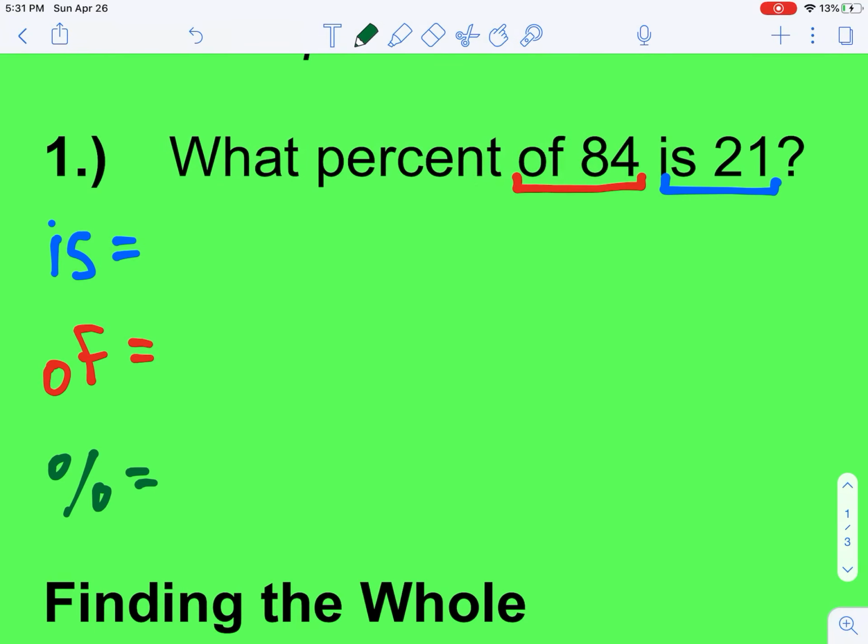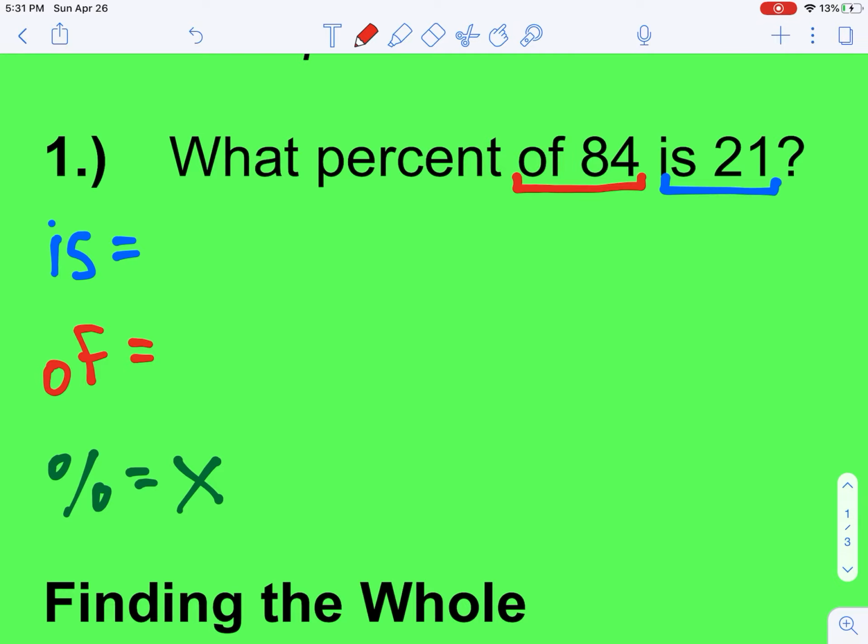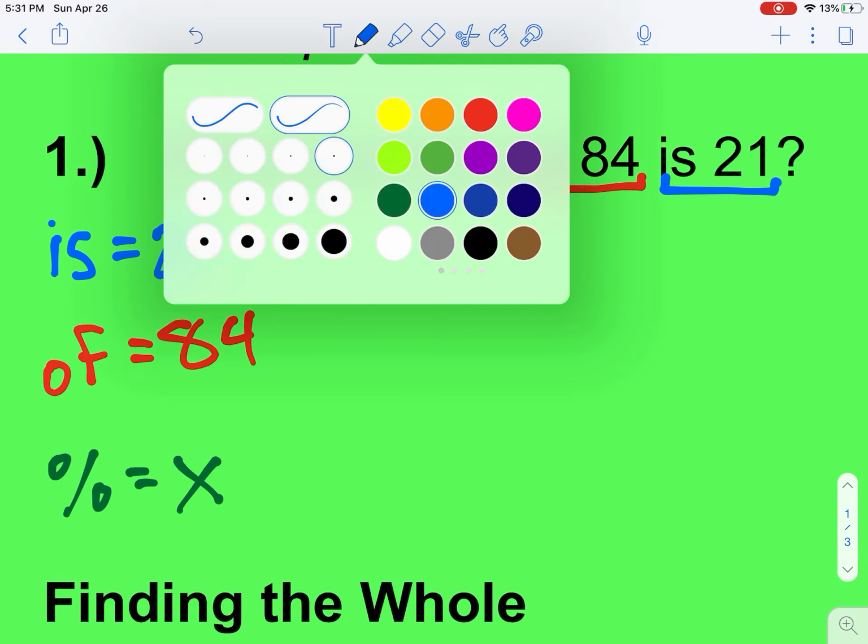So in this problem it says, what percent of 84 is 21? The first thing I notice is that there is no percent sign, so the percent is going to be my variable. Then when I'm reading the problem, the first thing I run into is of 84, so of equals 84, and my problem ends by saying is 21, so is equals 21.